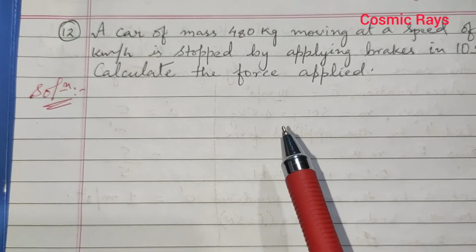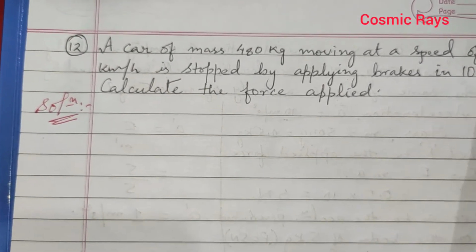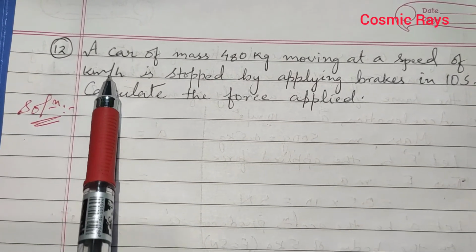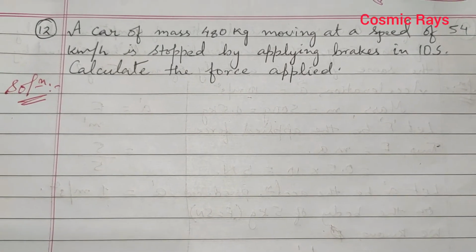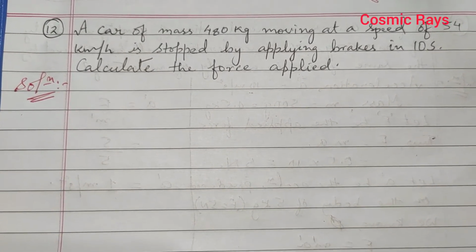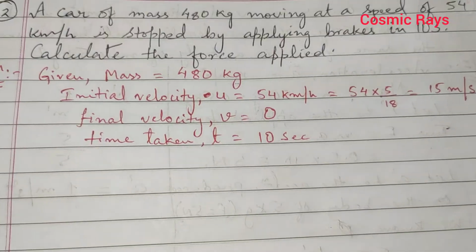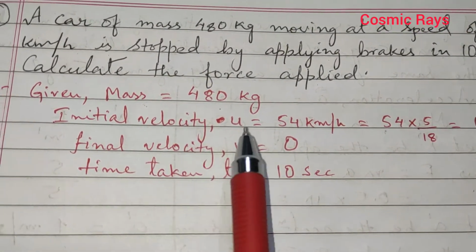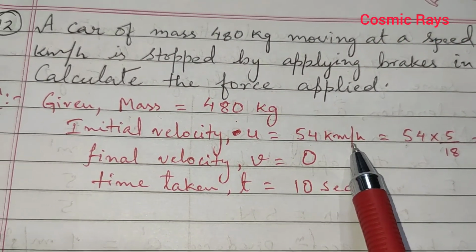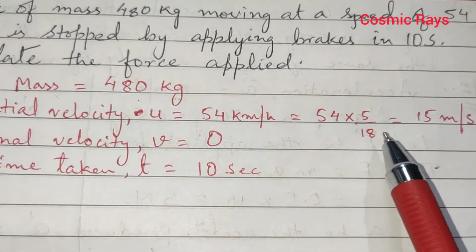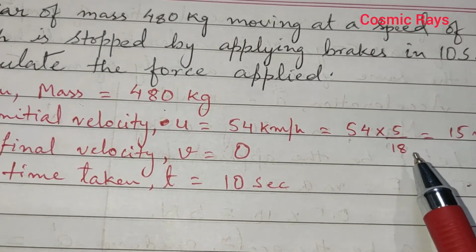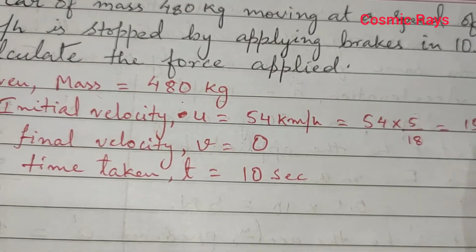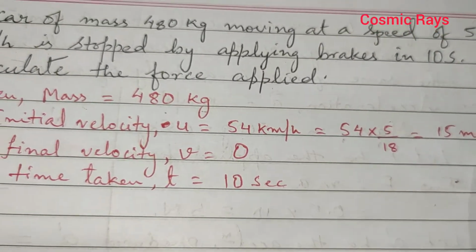So let's write all the given things, and one thing we have to check here, the speed is given as 54 km per hour. So we will need to convert it into meter per second by multiplying it by 5 by 18. So here we have written the given things. Mass is given to be 480 kg. Initial velocity u is given as 54 km per hour. So here we convert it into meter per second by multiplying it by 5 by 18. This is a shortcut, and then we get it to be 15 meter per second.